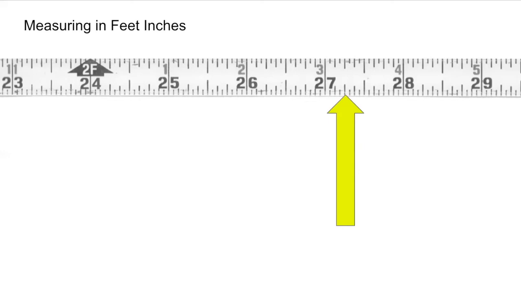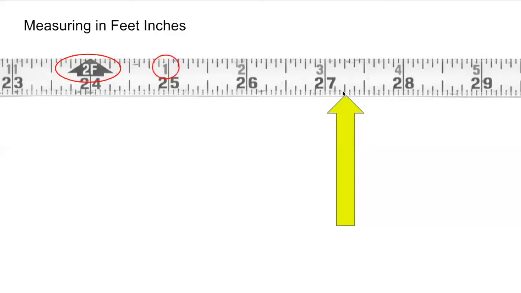So let's first take a look at the tape measure here. And you'll notice on a tape measure that typically every foot is marked uniquely. This particular tape measure is using an arrow to indicate that you're at the foot mark, and it has F behind it to indicate feet. So 2 feet. Now, how do we tell where the 27 1/4 is, how do we tell how many inches that is?